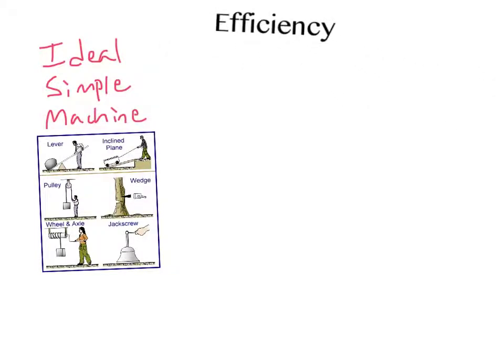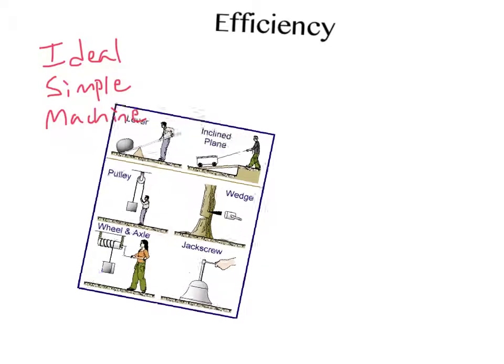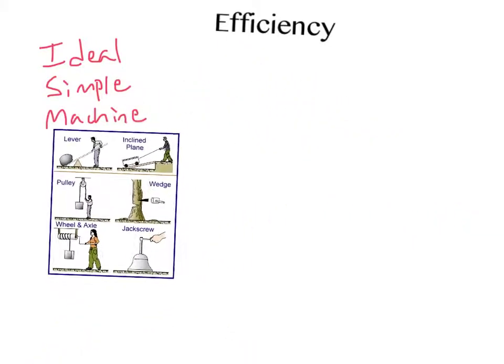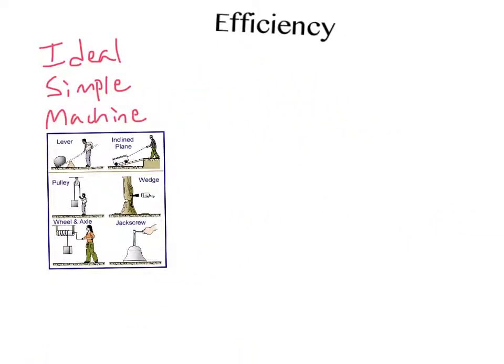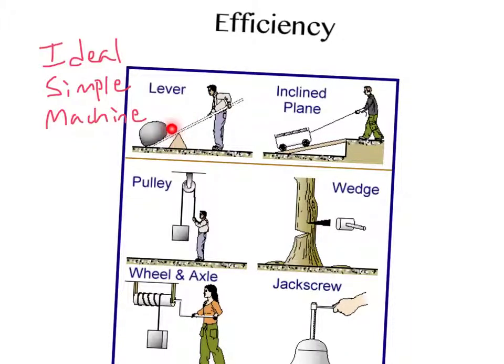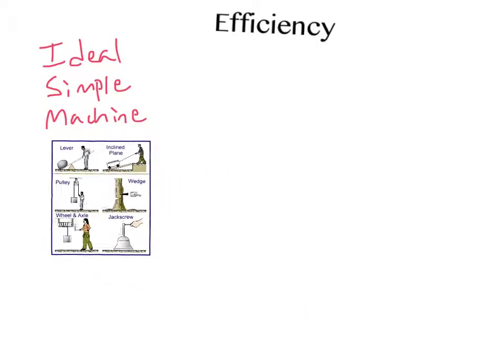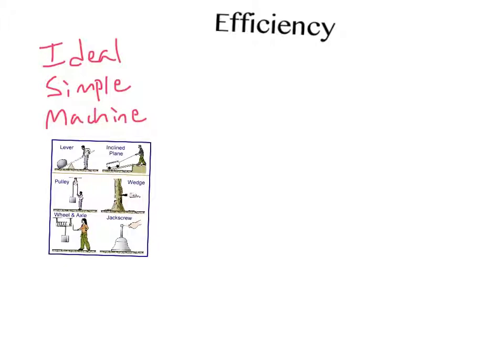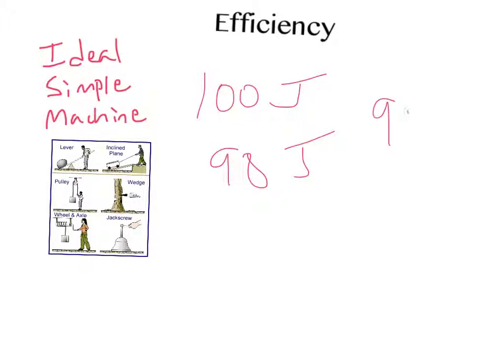Now, even a machine as simple as a single lever is going to convert a small fraction of the input energy into thermal energy. There's friction in a lever right at the fulcrum right here. So some of the energy is going to go into thermal energy. We may do 100 joules of work and get out 98 joules of work from the machine. So we can say then that that lever is 98% efficient.